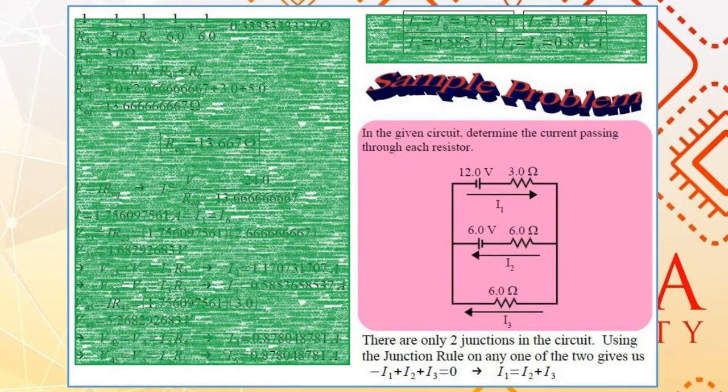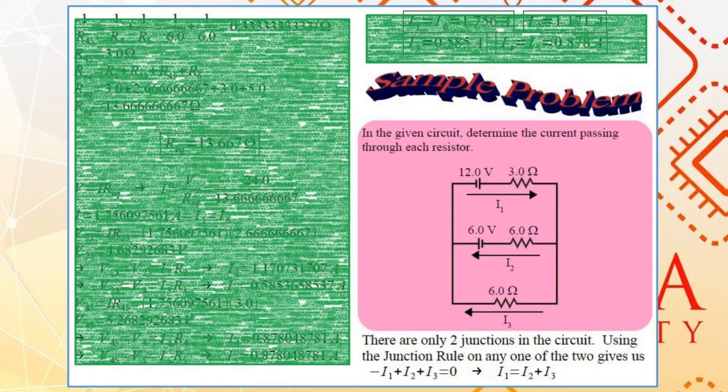Next, consider the following problem. Again, you are shown a figure of a circuit. In the given circuit, determine the current passing through each resistor. As you can see in the figure, you are asked to get I1, I2, and I3. We let R1 be 3 ohms, R2 be 6 ohms, and R3 is also 6 ohms.